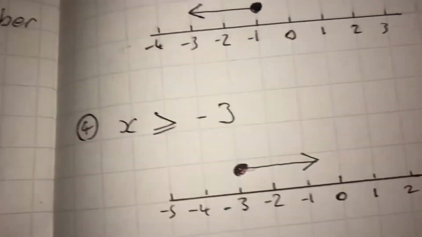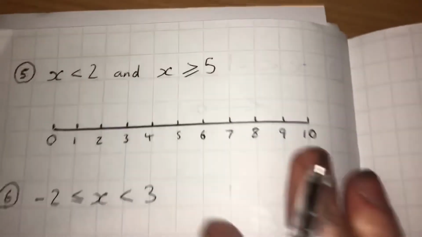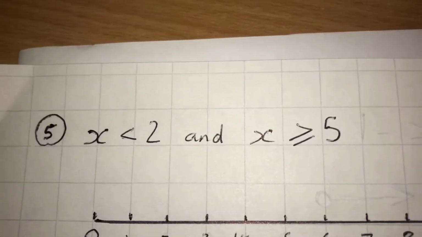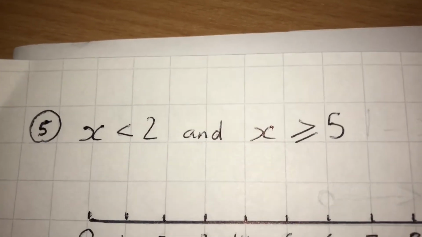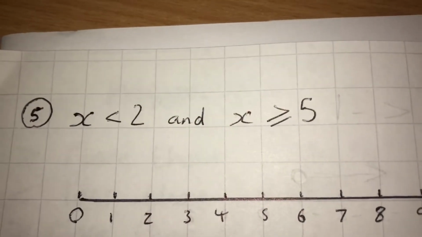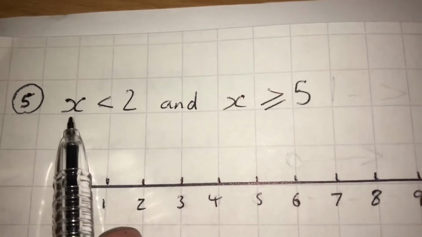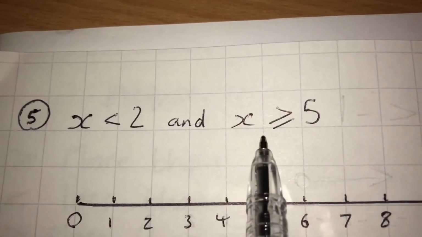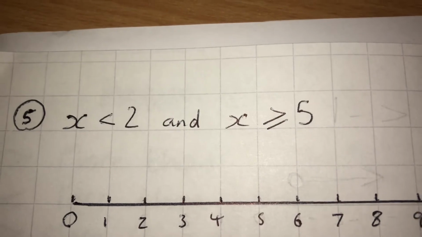Okay, now I will look at 2 more examples. It is possible to be asked to plot 2 inequalities on the one number line. This kind of tells us what x can't be equal to, a range of values. So if we've been asked to plot x is less than 2 and x is also greater than or equal to 5.